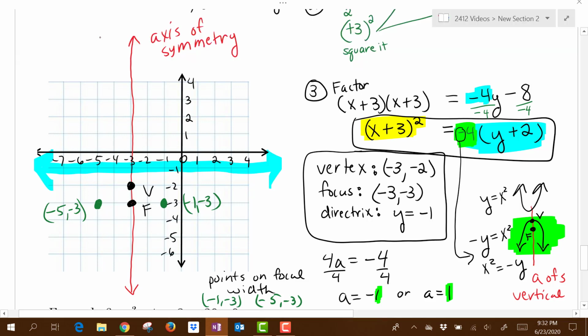Alright, now we can actually draw the parabola. We want to go to the vertex and curve down through the point on the focal width on the left. And then we're going to go back to the vertex. Then we're going to curve through the point on the focal width on the right. So our parabola is opening down and goes through the vertex and through the points on the focal width.